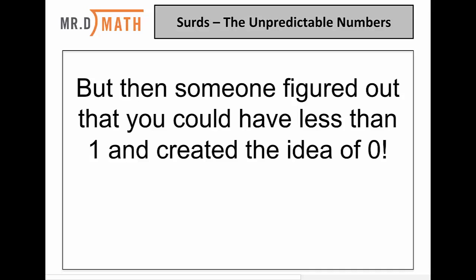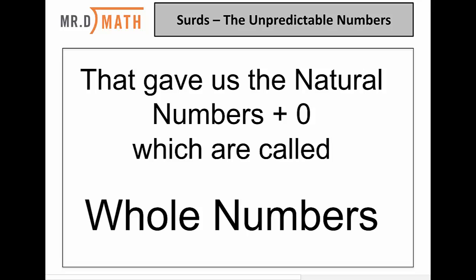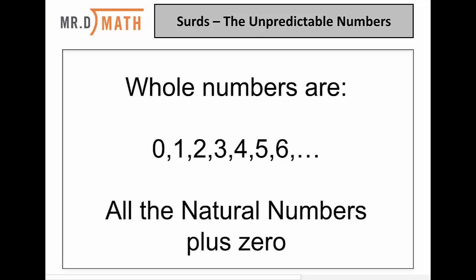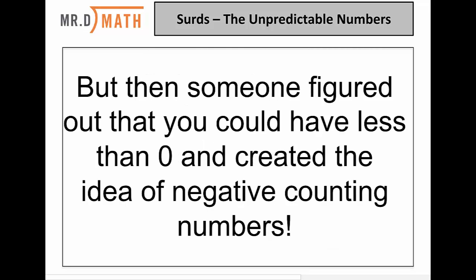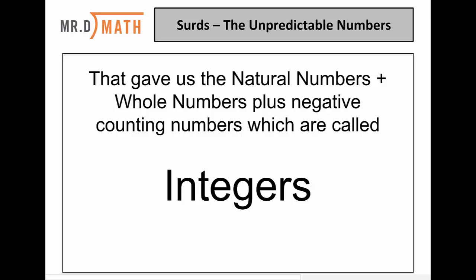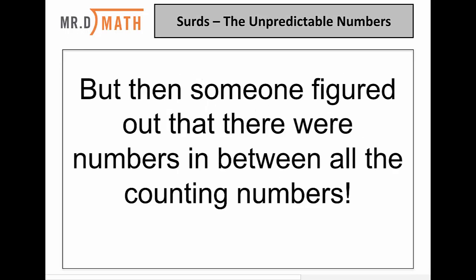But then someone figured out that you could have less than 1 and created the idea of 0. That gave us the natural numbers plus 0, and that got a new name, the whole numbers. The whole numbers start at 0, 1, 2, 3, 4, 5, 6, and so on. Well then, someone figured out that you could have less than 0, and they created the idea of negative counting numbers. So we take the positive counting numbers, plus 0, plus the negative counting numbers. Then we have the integers.